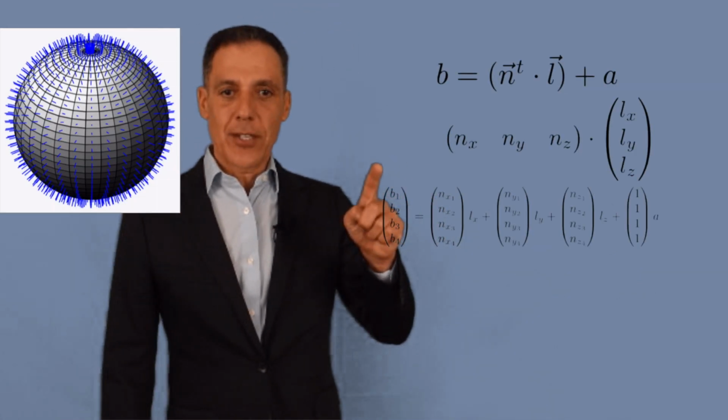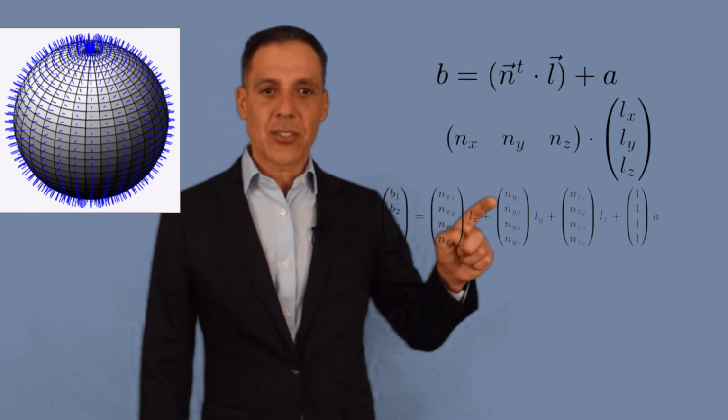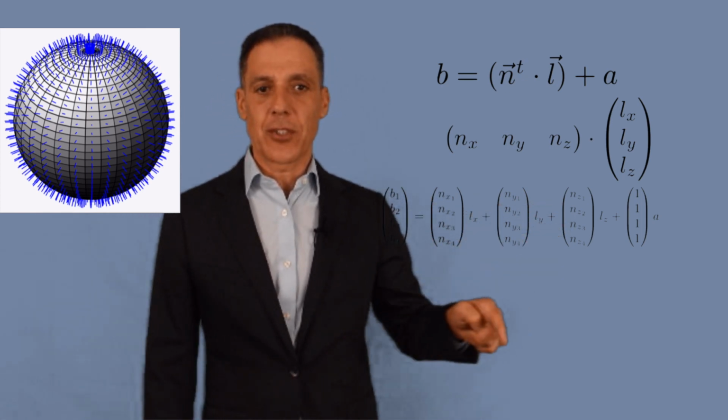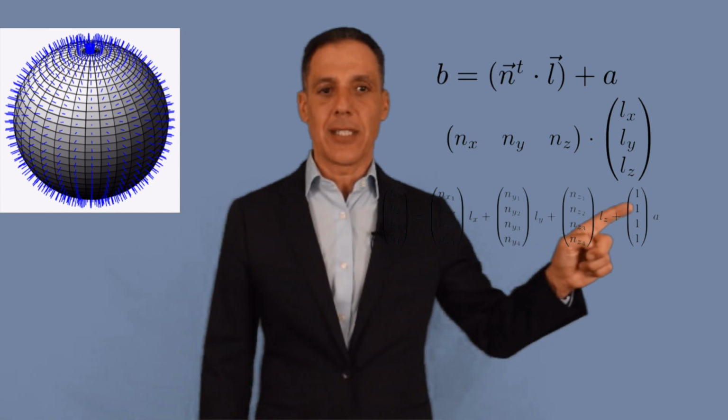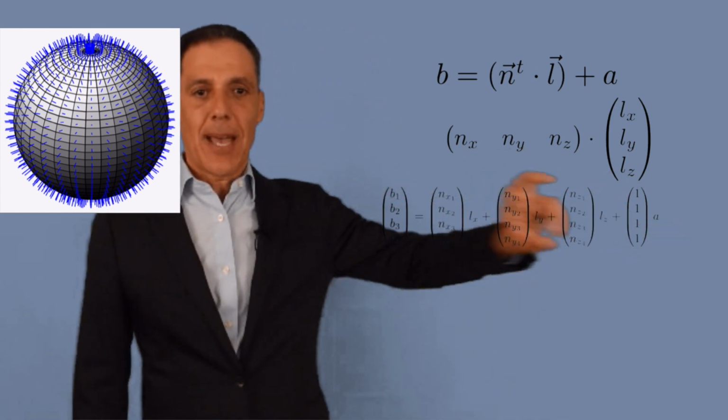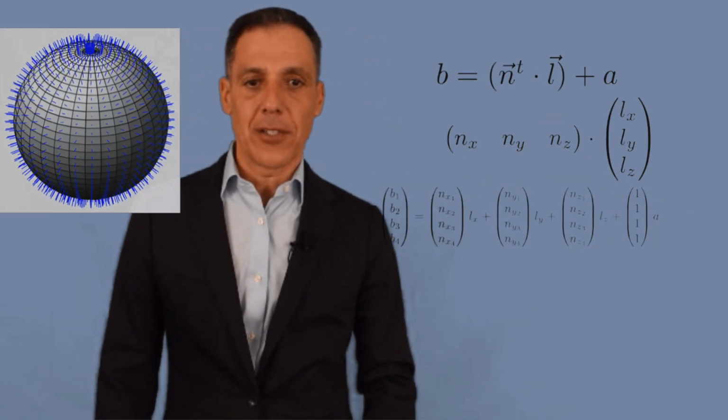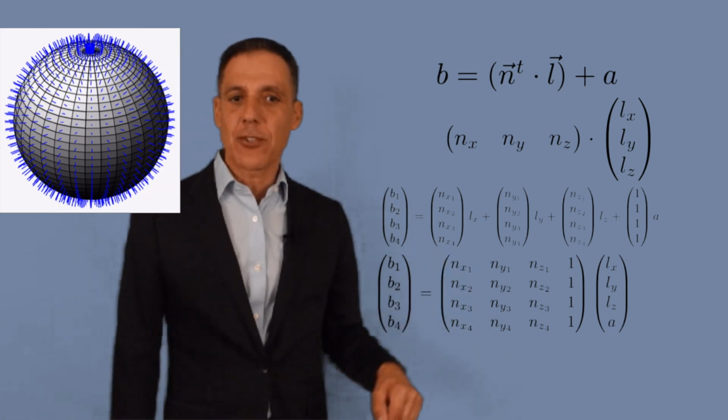I'm going to take that equation. Here are my b's. Here are my x, y, and z components of the surface normal, multiplying Lx, Ly, Lz, and a. So that is my vector formulation of the linear system. Let's go ahead and put that in matrix form.